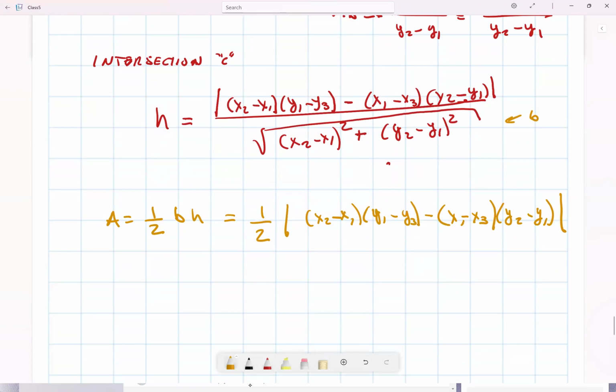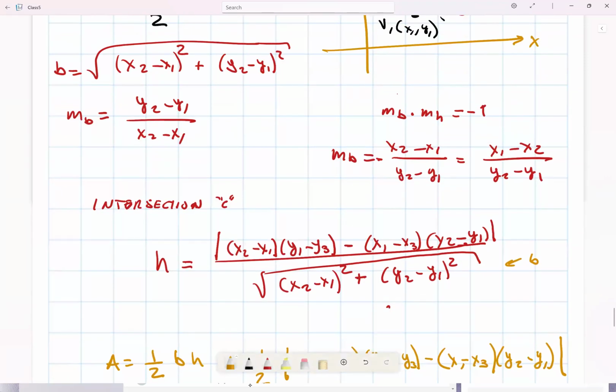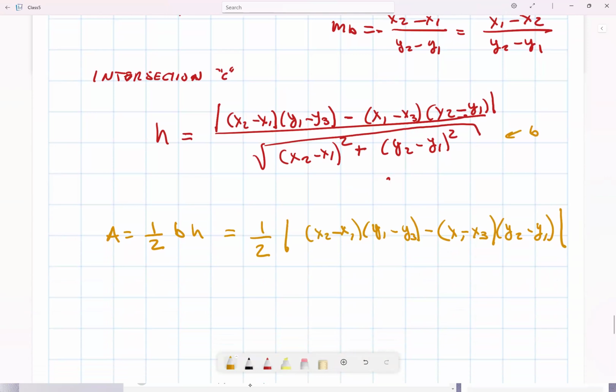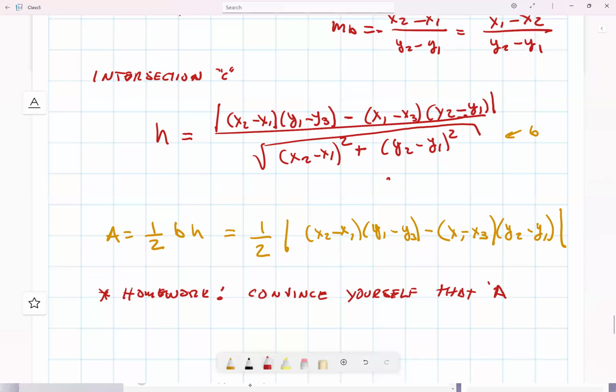Simple trigonometry from high school, right? But you need to do a page of derivation because now you need to get the intersection of two lines, two slopes, two things. You understand that it's possible. I don't want to go through all the details, but of course, this class has no homework, but homework: convince yourself that A is correct. We're going to use the area for everything.